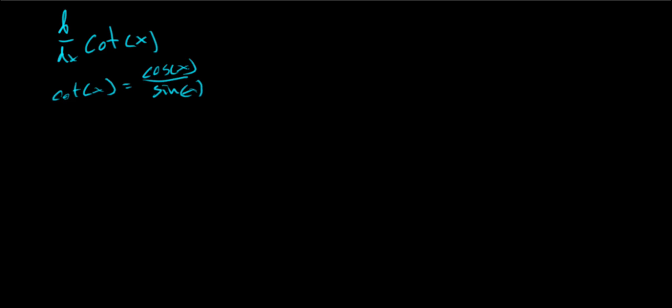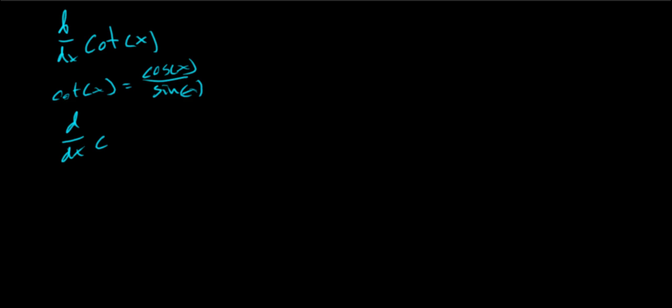So let's do those. These ones, we're not going to be using the chain rule. We're going to be using the quotient rule because cotangent of x can be rewritten as cosine x over sine of x. And since we know the derivatives of those, this is where we can do our quotient rule, right? So let's start doing that.